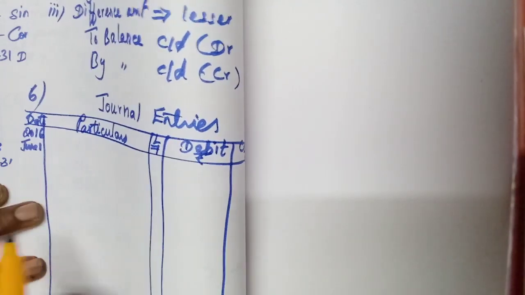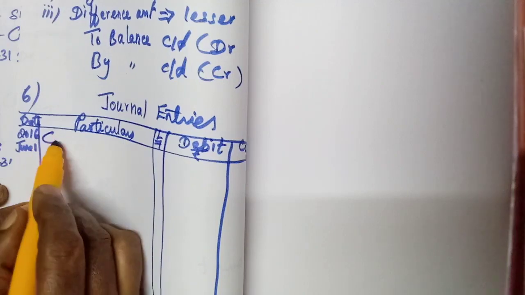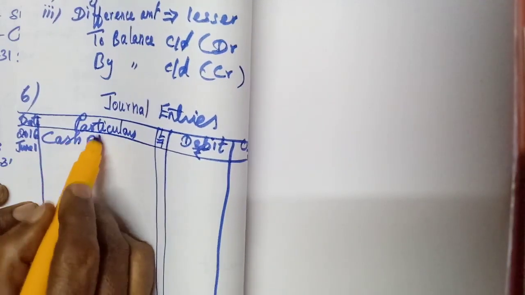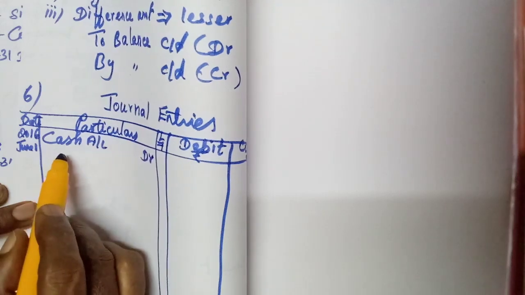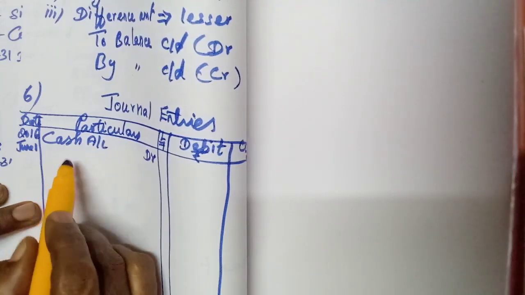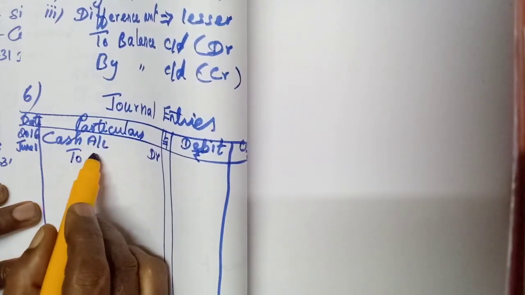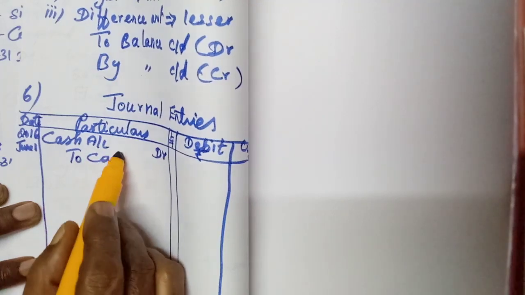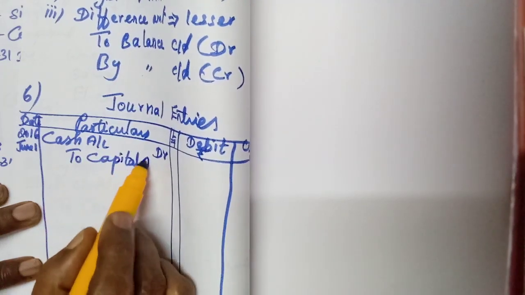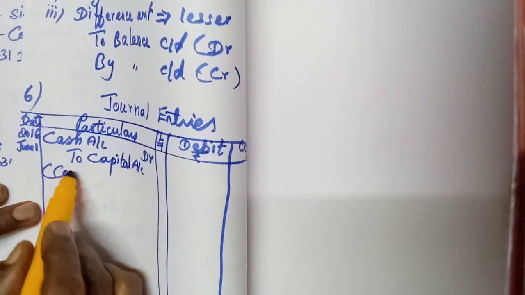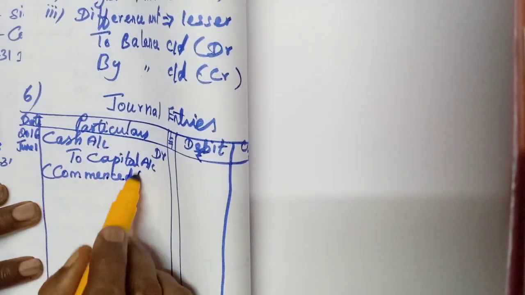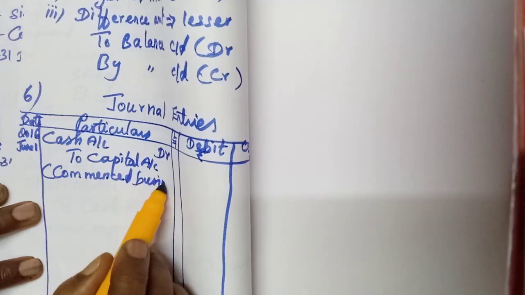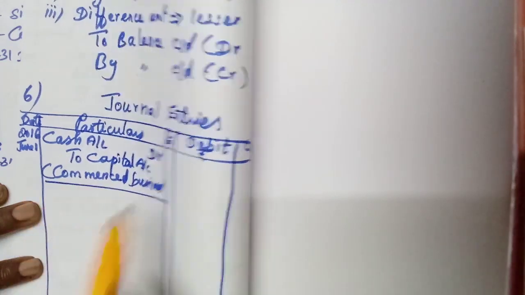Commenced business with cash. What is the journal entry? Cash account debtor to capital account. Here person's name is not given, so we can write simply to capital account. Commenced business. Okay, that's all. Amount 1,10,000.